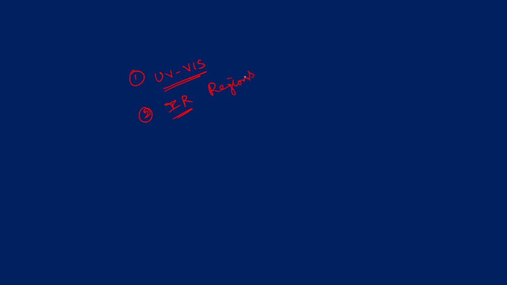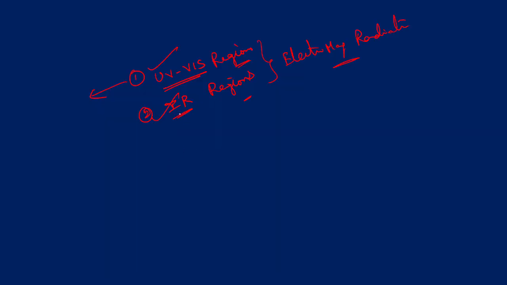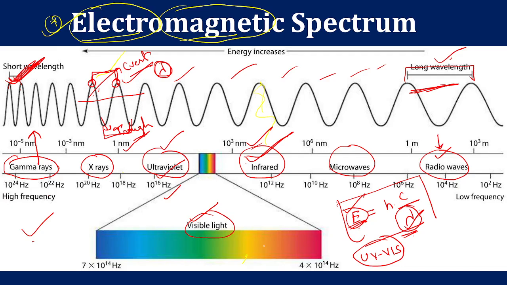So these two regions are in electromagnetic radiation, right? So in the electromagnetic radiation we will have these two types of regions, UV visible region and IR region. If you observe this UV visible region, what about its wavelength? See here, Hz means it is frequency, nanometer means it is wavelength. The visible region is approximately in between 400 to 700 nanometers.